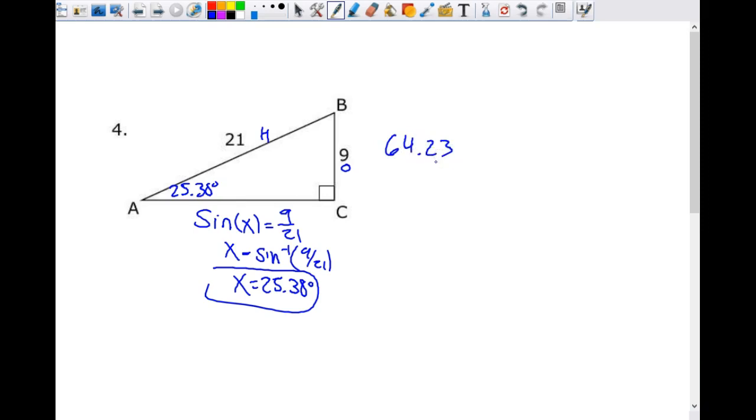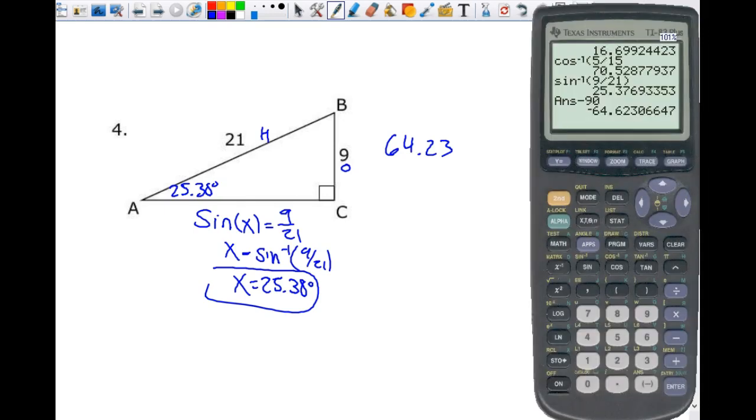64.23 degrees. Now, who can think of why that could be wrong? There's two big reasons why that could be wrong. The rounding, we might round wrong, and it'll cause weird numbers. It might not be perfect here. In fact, see, even I rounded wrong. That's 62, sorry.